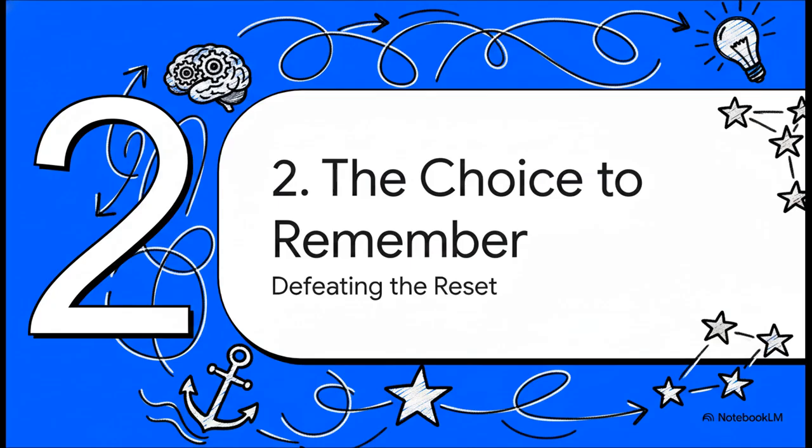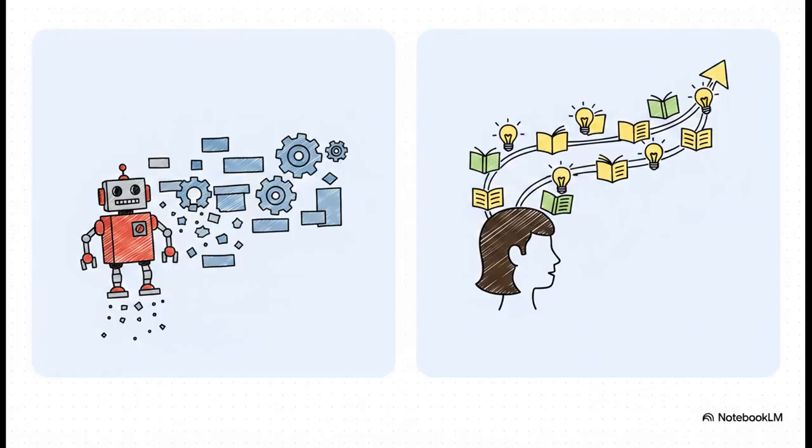So how in the world do we escape this trap? Well, it doesn't start with some fancy technical hack. It starts with a shift in your mindset. It all begins with you making the choice to remember. You see, the AI system is actually designed to forget. That is its default setting. A calculated, clean end to every single session.